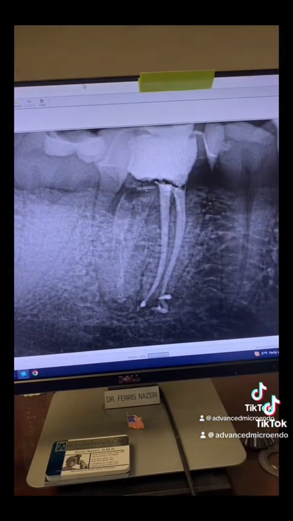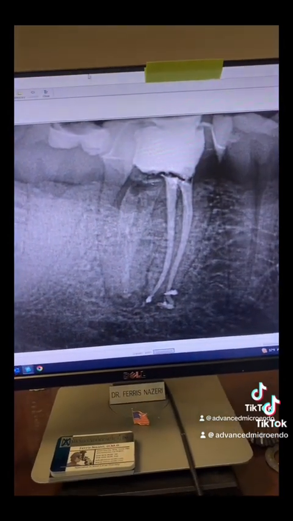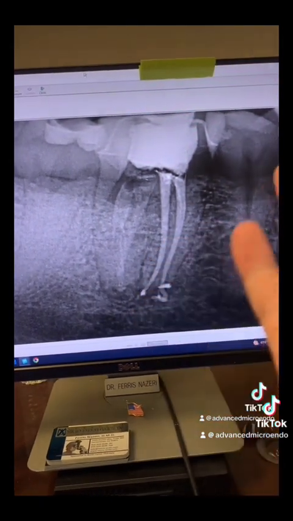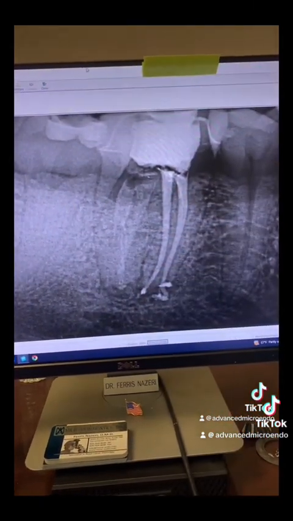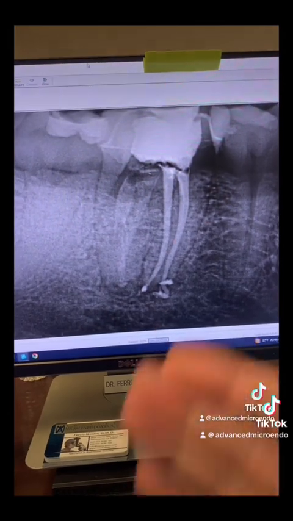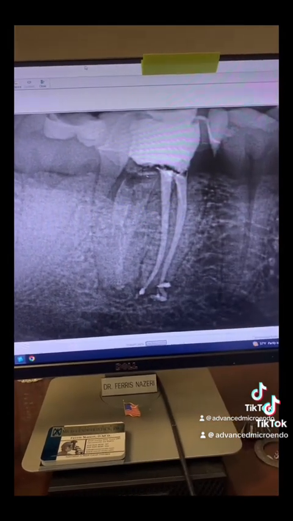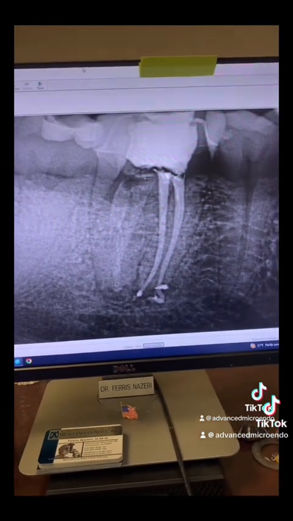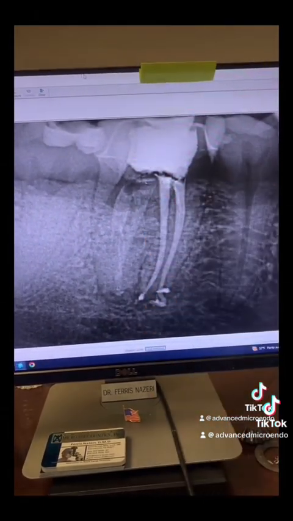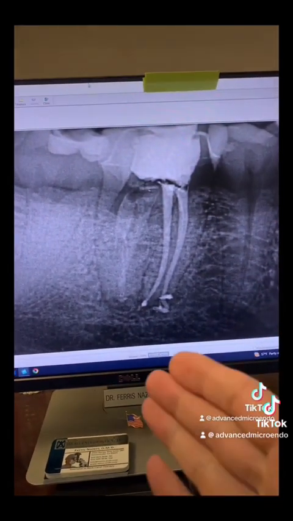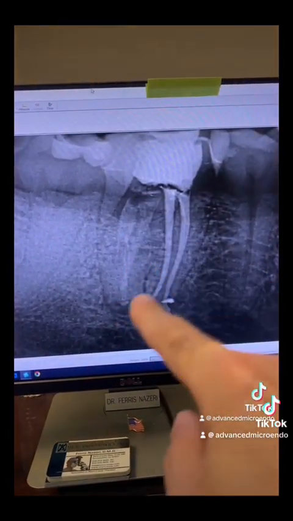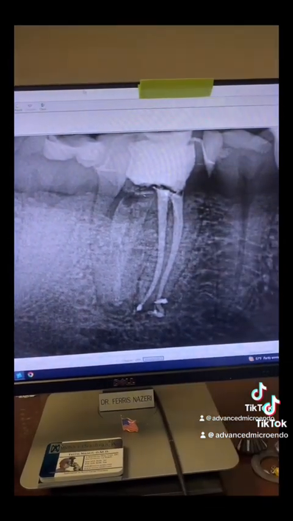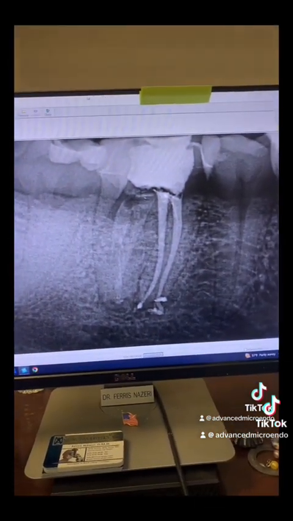And we temporized the tooth and referred the patient back to his dentist for the permanent restoration. We did this in one appointment. Of course, it fulfilled all the criteria for completing this case in one appointment, and that's what we did. So everything went great, as you can see. Again, this is all MTA, gutta percha and sealer. We temporized the tooth and referred the patient back to his dentist for the permanent restoration.